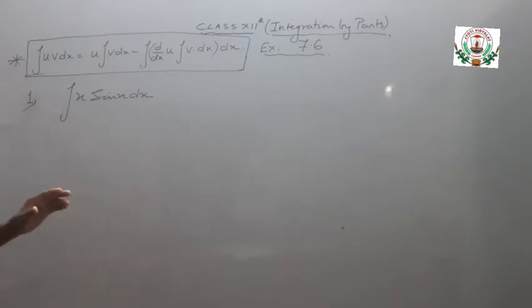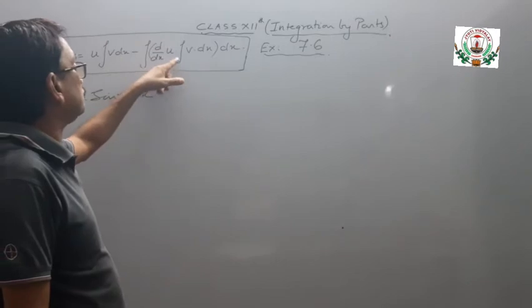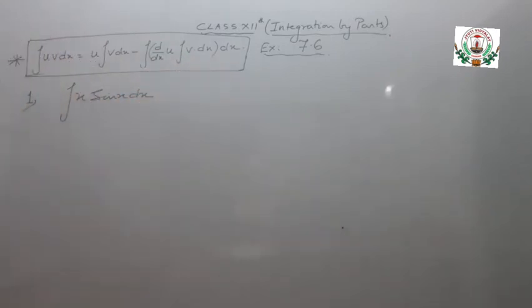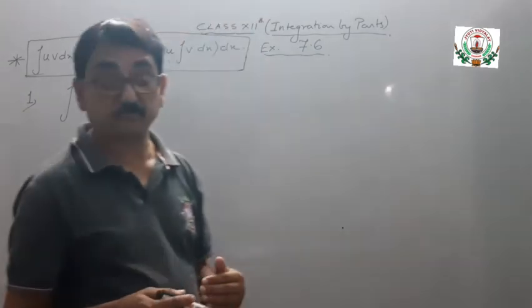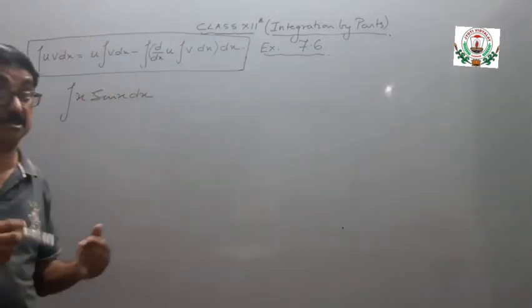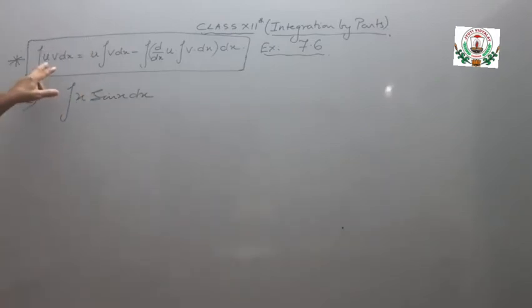Those rules: integration of u into v, the integration of the product of two functions, is u into integration of v dx minus integration of d by dx of u, integration v dx, the whole dx. Now, in differentiation of the product of functions, we can take any function as the first function and the second function. But in case of integration, it is not like that. It depends upon the rules.